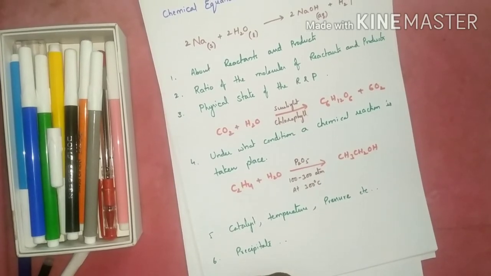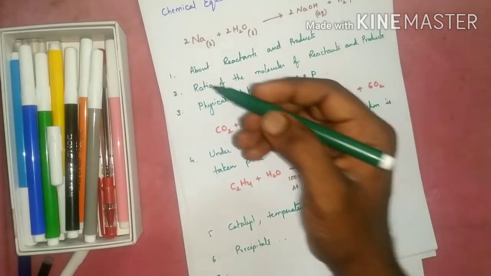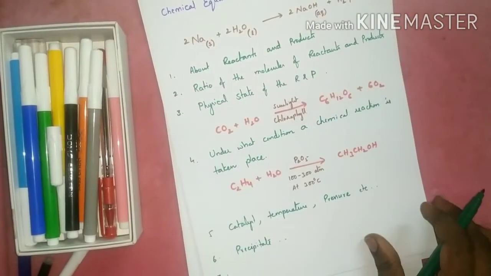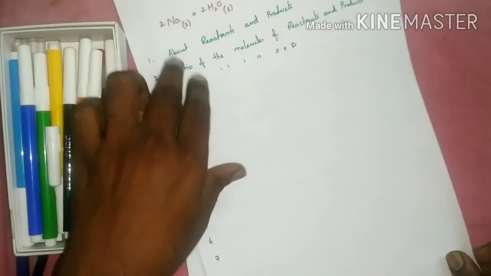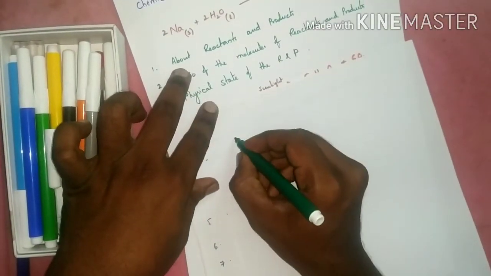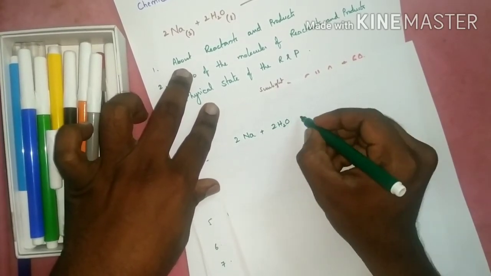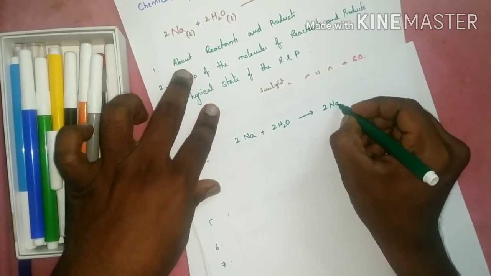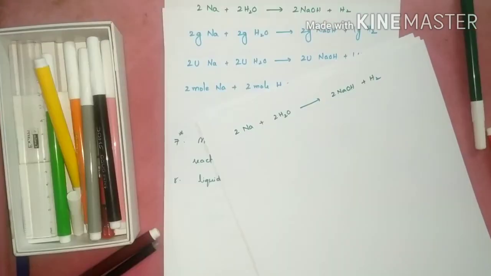Not only that, still some more information we get. Do you know what that information is? It says about how many grams. For example, I am writing the same equation here: 2Na plus 2H2O gives 2NaOH plus H2. Now it is a balanced equation. See what information we get here.